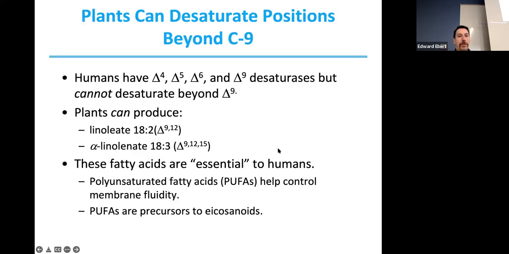Okie dokie. So we can do delta 9 desaturases, and we can also do 4, 5, and 6. Plants can actually have multiple desaturases. They can go on and do more, basically a double desaturation, delta 9, delta 12, delta 9, delta 12, delta 15. So what this means is that we can't make all the fatty acids we need, so we have to get them from our diet. We've got to go chomp down on some plants that make these. And these are our polyunsaturated fatty acids.